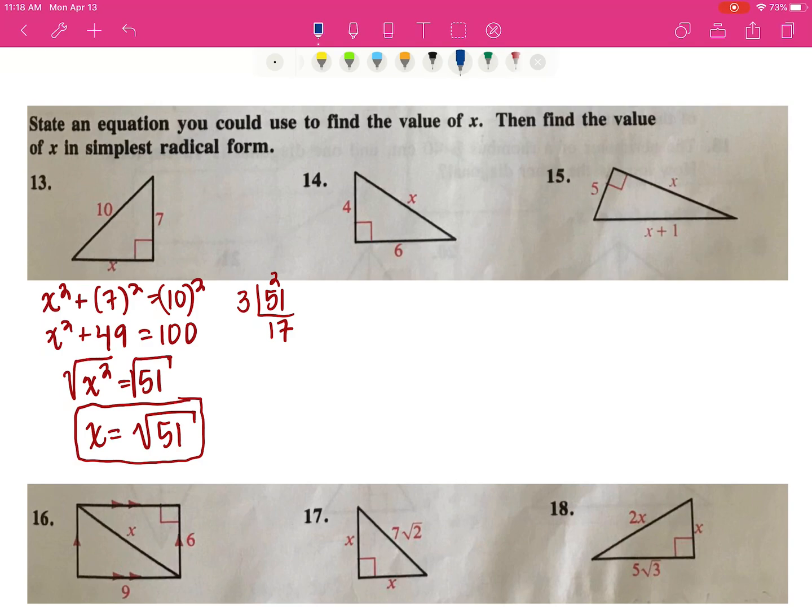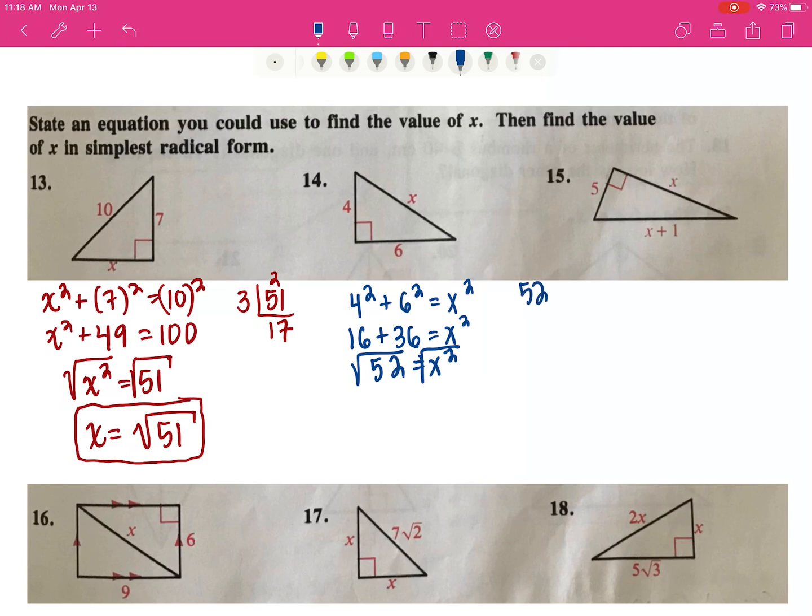In the next example, we've got 4 squared plus 6 squared equals x squared. So our leg squared plus our leg squared equals our hypotenuse squared. That's going to give us 16 plus 36 equals x squared. 52 equals x squared. We square root both sides.